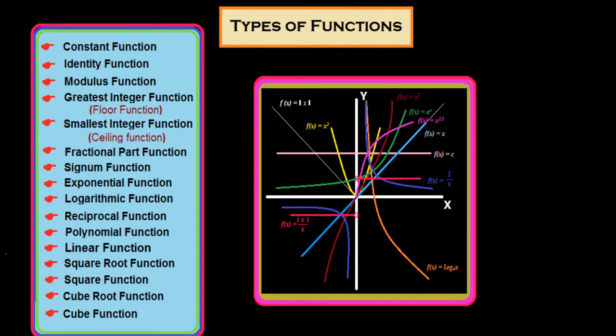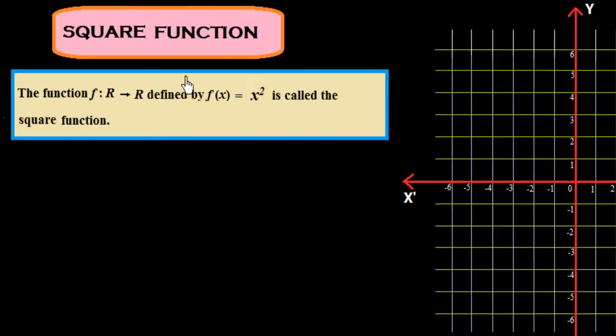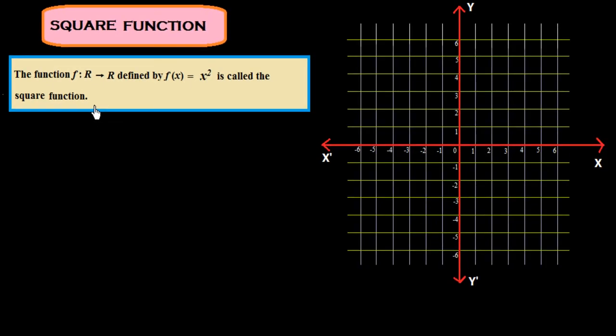Hi friends, in this session we study about the square function. So let us start with the square function. First I would like to define what the square function is. The function f: R → R defined by f(x) = x² is called the square function. So I would like to explain how to draw the graph of this function and how we get the domain and range for this. So let's start.